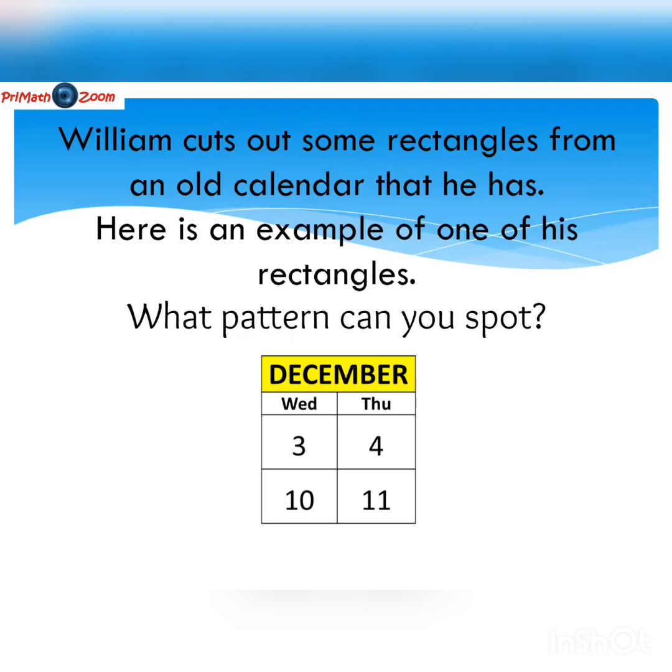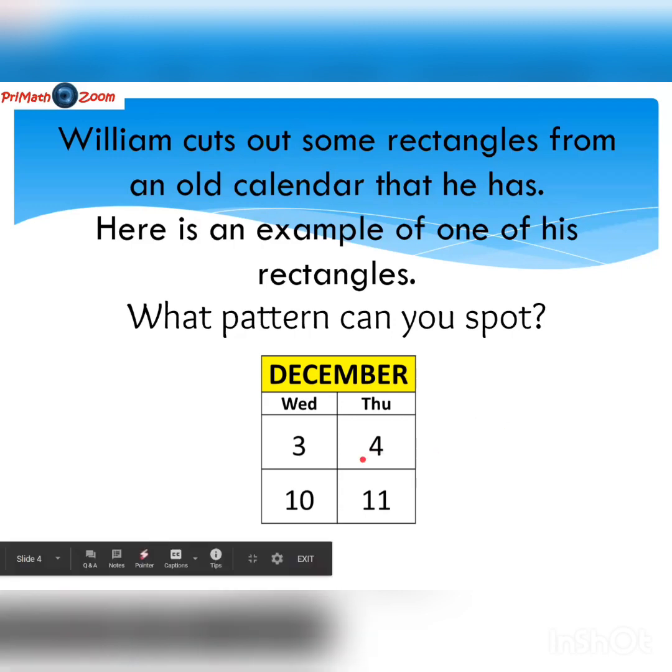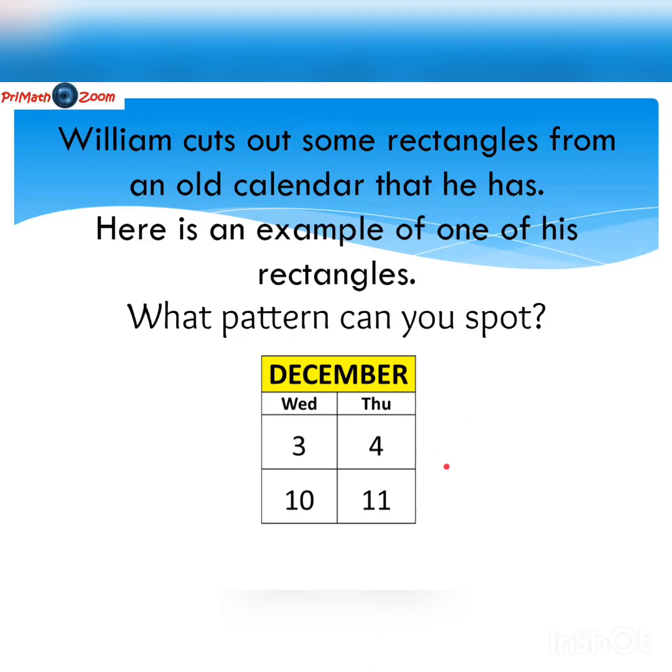Have you noticed anything else? Yes, also with Wednesday and Thursday, the 3rd and the 4th, we can also recognize that the 4th being the Thursday, to get Wednesday's date, we just need to subtract 1 from 4, which would give us 3. Let's see if we can spot anything else.